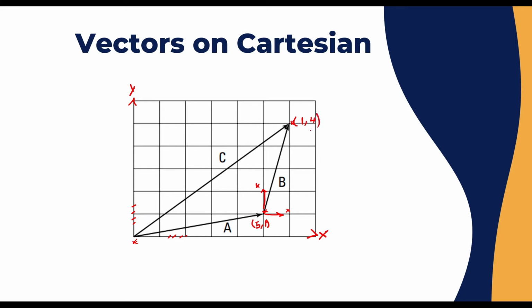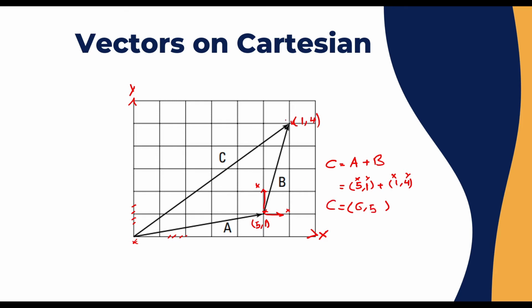In this case, we can decide C is equal to A plus B. A, in this case, is 5 and 1, plus B, which is 1 and 4. So that's the X, that's the Y, that's the X, that's the Y. We add the X's together and the Y's together, and that gives you the C value in terms of X and Y. 5 plus 1 equals 6, and 1 plus 4 equals 5.